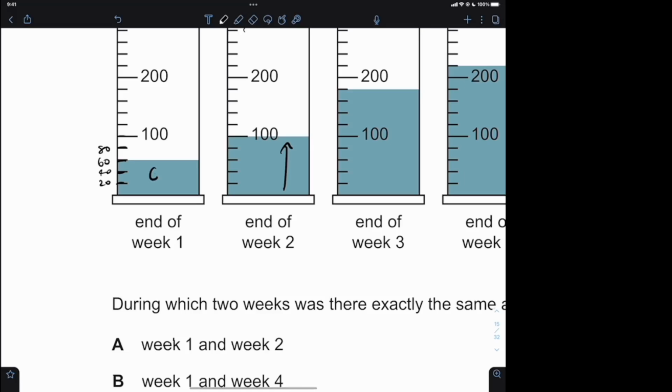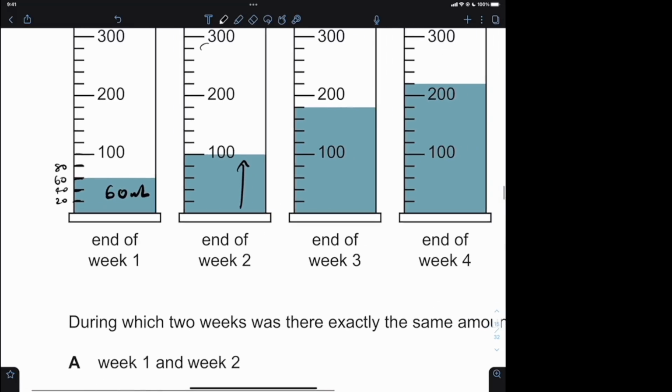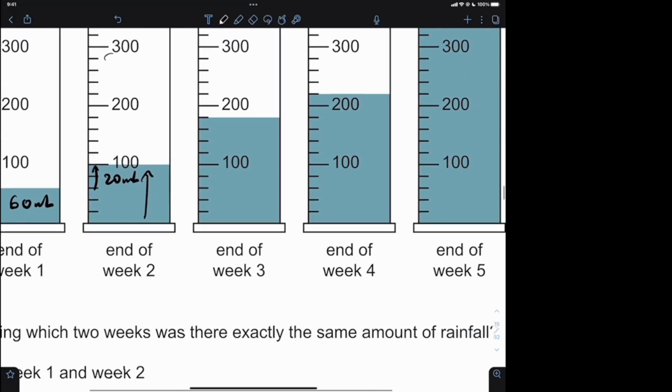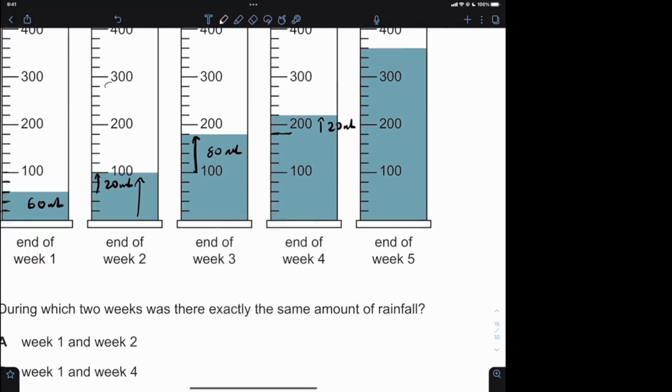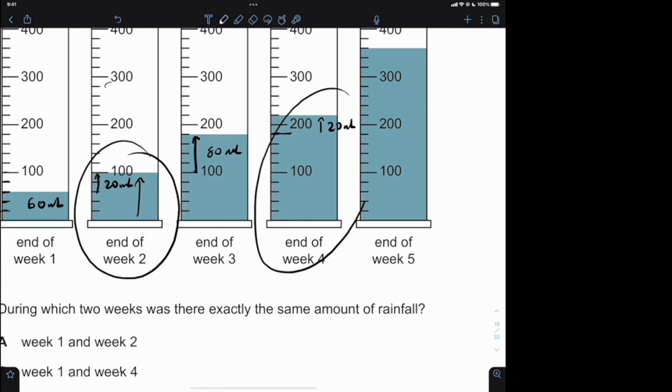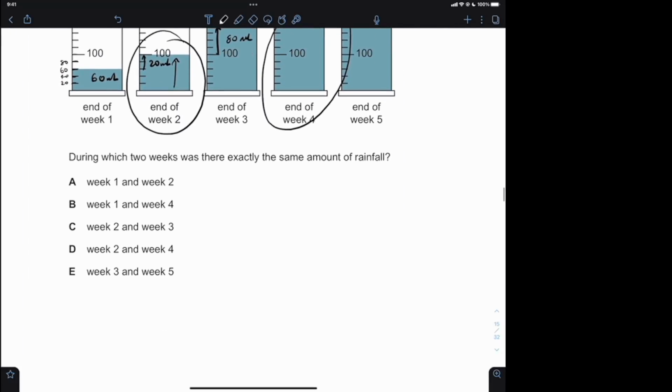So here we have 60 mils of water. Here, we're adding on an extra 20 mils of water. Now here, from 100 to 180, we're adding on 80 mils. From 180 to 220, we are adding on 20 mils. So we can see here, end of week 2 and week 4, we actually have the exact same amount of rainfall. Okay? So option D there is going to be the correct answer.